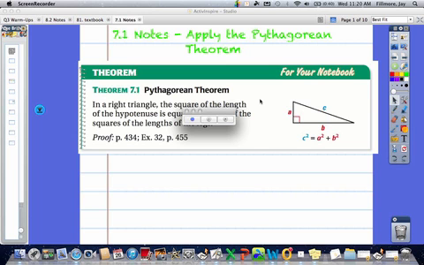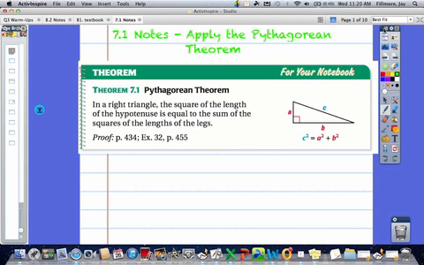Hello ladies and gentlemen, today we are talking about section 7.1, which is applying the Pythagorean theorem. Many of you should remember the Pythagorean theorem. We've used it for years in middle school, possibly a little bit in Algebra 1, but for sure we'll be using it this year in geometry.